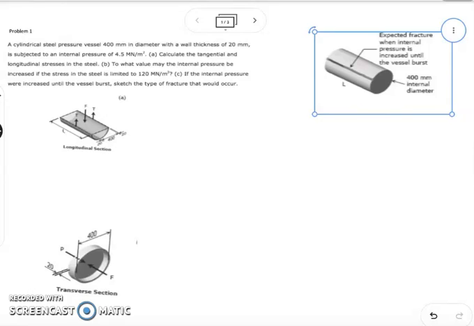And letter C, if the internal pressure were increased until the vessel burst, sketch the type of fracture that would occur. So for this one, for our letter A, the tangential stress on the longitudinal section, we will have the equation.